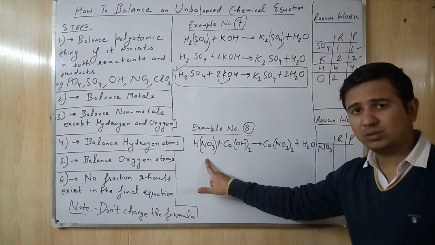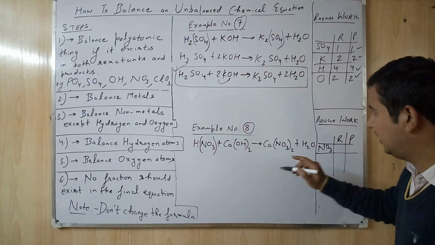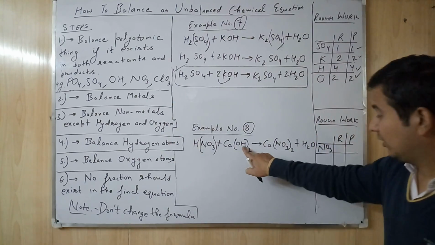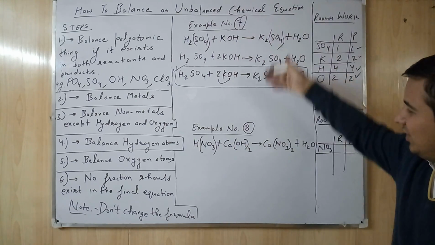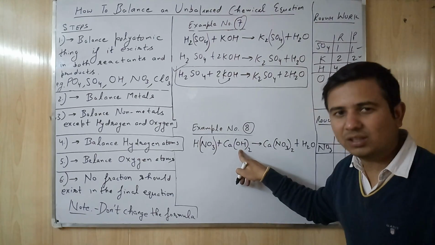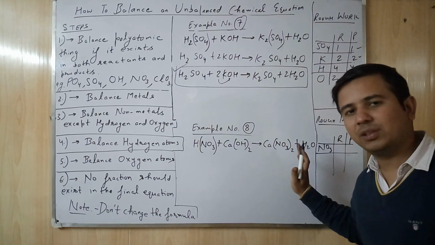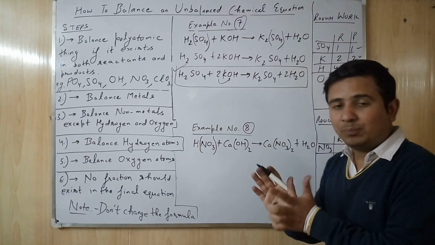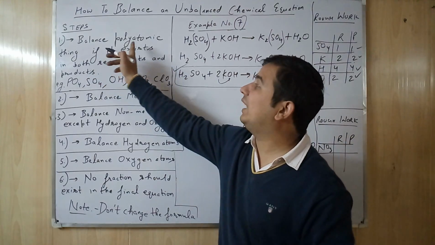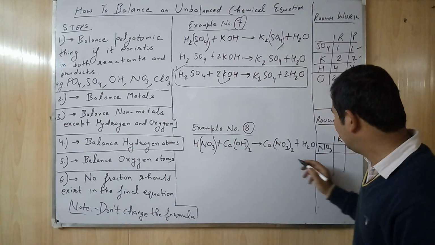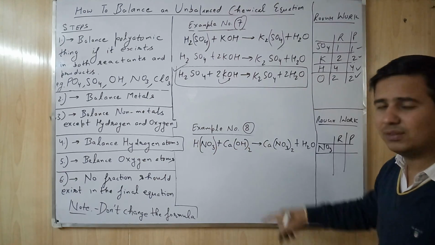NO3 is present on both sides, reactants as well as products. Then come to the metals. OH is present only on the reactant side, not on the product side, so I'm not considering it as a polyatomic ion in this example. Even if OH were present only on the product side, we would not consider it. The polyatomic ion should be present on both sides. I am repeating it again and again: balance the polyatomic ion if it exists in both reactants and products. Otherwise, it will be considered as oxygen separately and hydrogen separately.